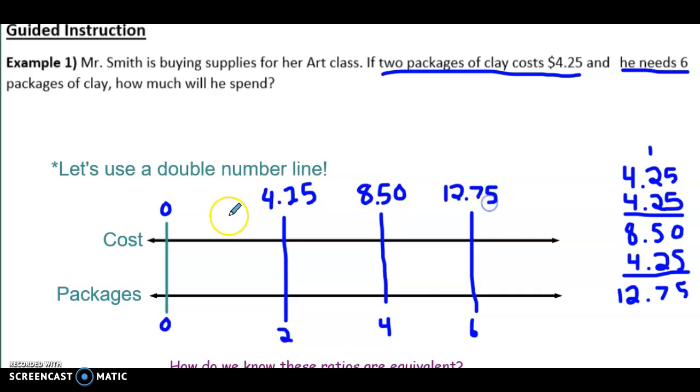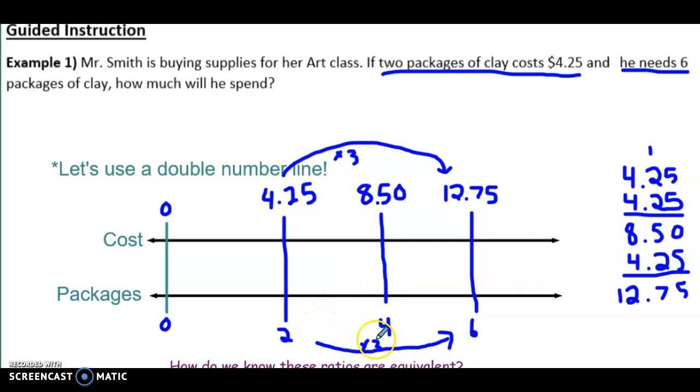Now, that is repeated addition. So we could just use multiplication, right? I could have said to get from 2 to 6, I need to multiply by 3. And then up here, I would also multiply by 3. And I would still get the same answer. So whichever one you prefer, whichever one is easiest for you to use, addition or multiplication, that is your choice.